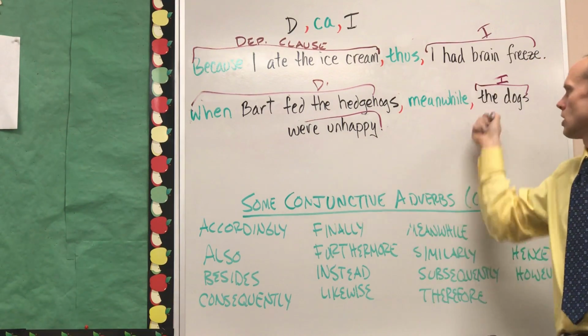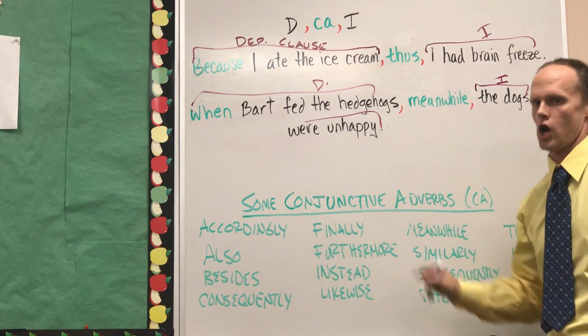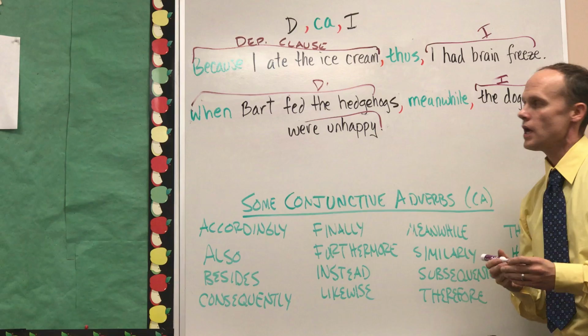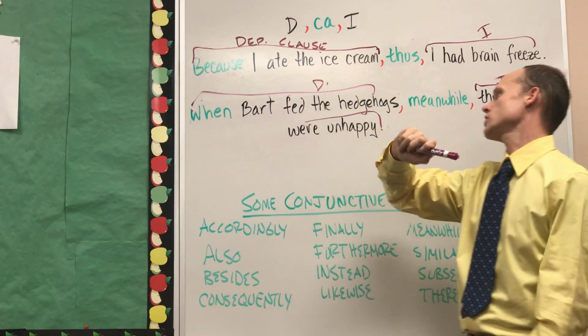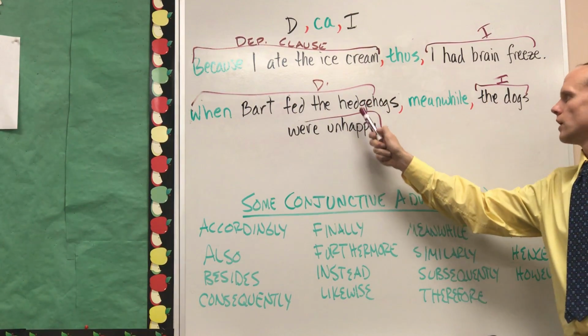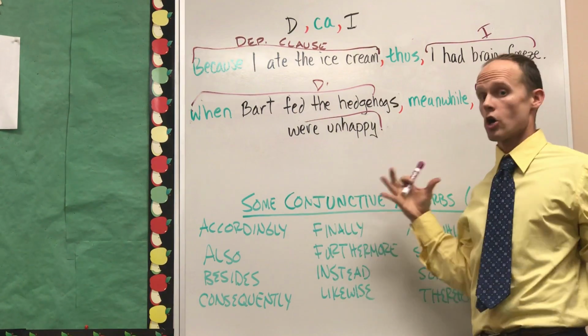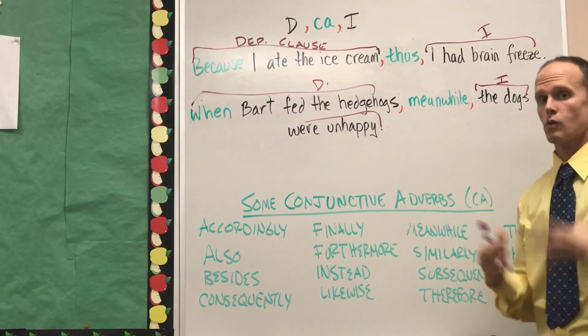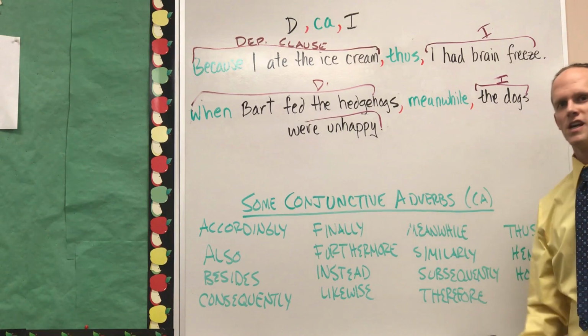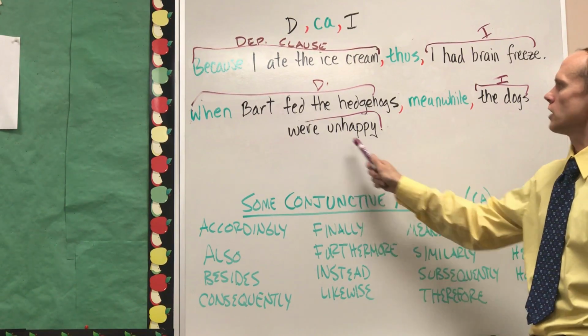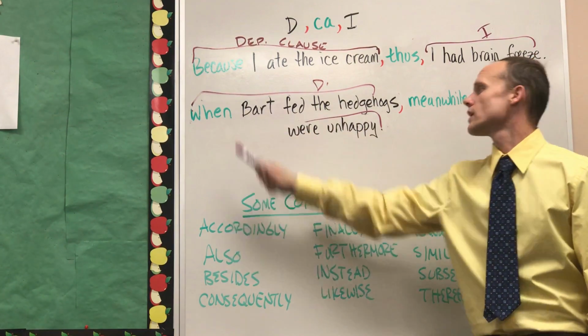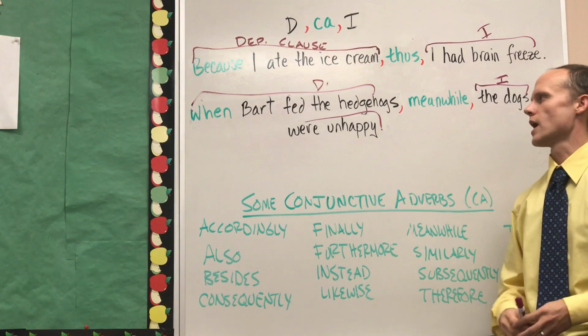This right here, ladies and gentlemen, is my independent clause. It can stand on its own. And what's good is it's finishing up the final thought of this dependent clause. We learn what happens when Bart fed the hedgehogs. But what happens? The dogs were unhappy. Ladies and gentlemen, this independent clause finishes the thought of what was going on with Bart.